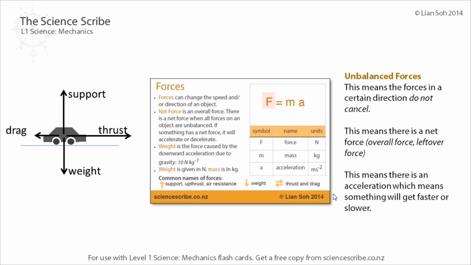Now, an unbalanced force, just to recap, means the forces in that direction don't cancel out. So in the horizontal direction for this car, these two forces don't cancel. It means that there's a net force. There's a leftover force which is going from left to right.